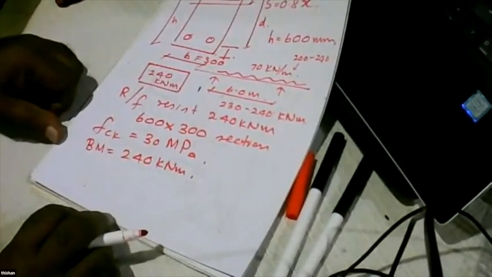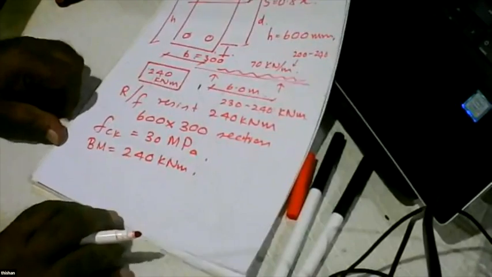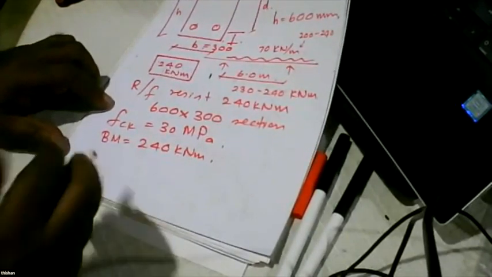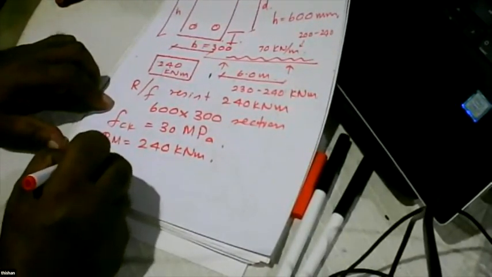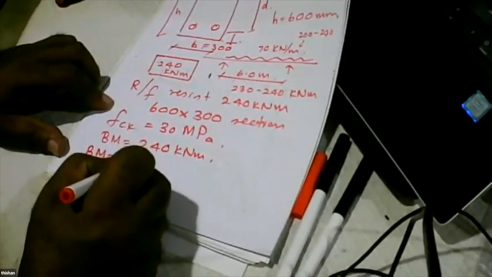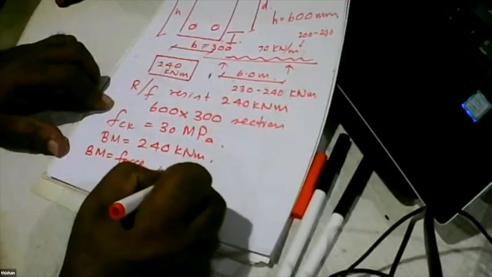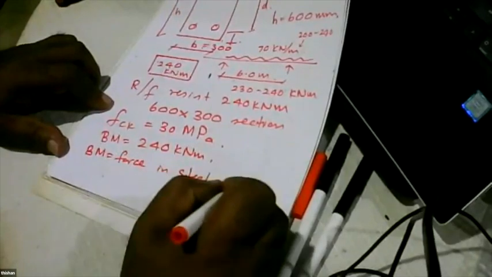Now, how do we solve this problem? We can write two equations. The first one is bending moment is equal to force in steel multiplied by lever arm.